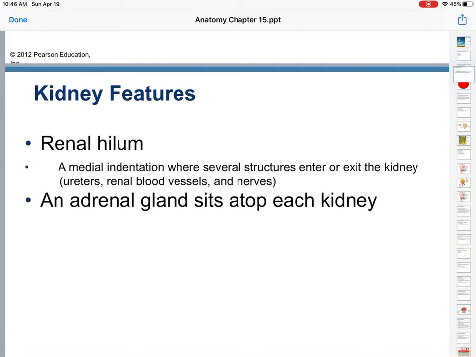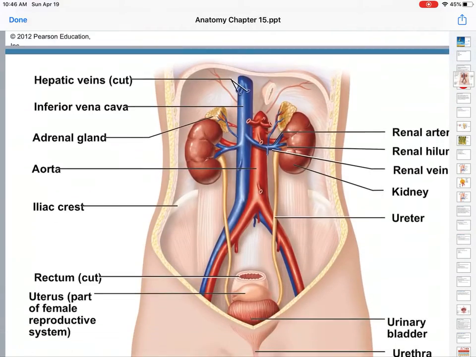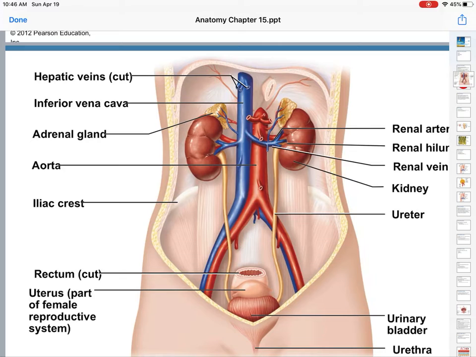Renal features: you have the renal hilum, which is the indentation where a lot of things connect to it. Ureters, blood vessels, nerves. And an adrenal gland sits on top of the kidney. Ad means above, and renal is kidney. So it is the gland that is the above kidney gland. Here you can see the hilum, where you have the blood vessels and the ureters, and if we showed nerves, you'd have nerves poking in there as well. And also the adrenal gland, this sort of styrofoam-looking thing on top of the kidneys.